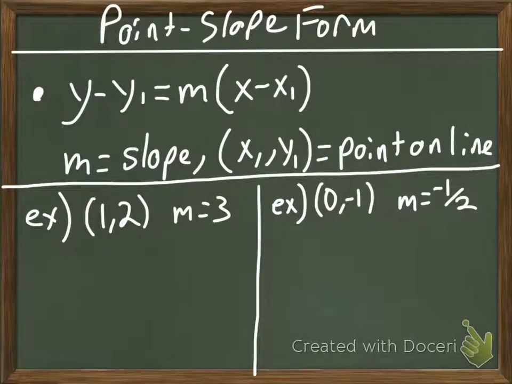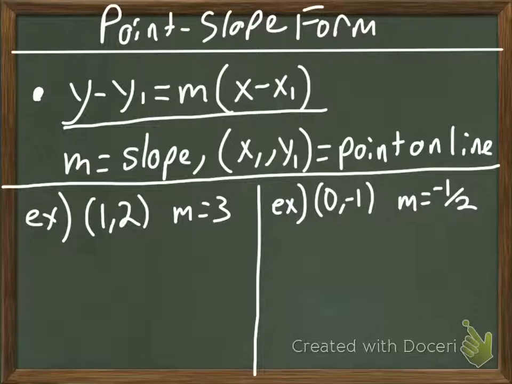So point slope form. This first formula up here, this is point slope form. y minus y1 equals m times x minus x1, where m is our slope and x1, y1 is that point that's on the line. So if we know the slope and we know a point, we can write an equation to figure out what that line is.